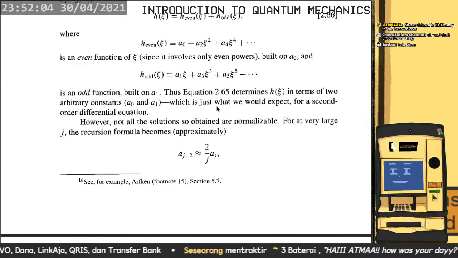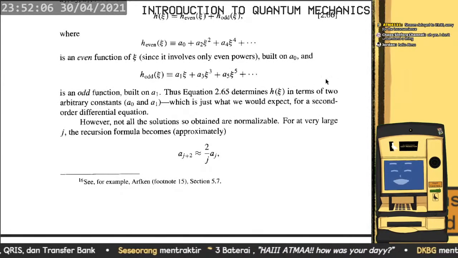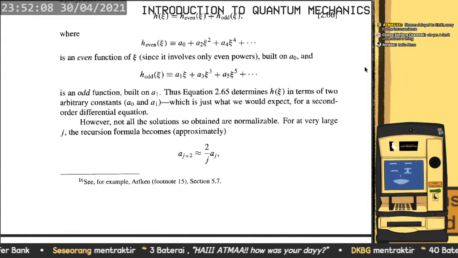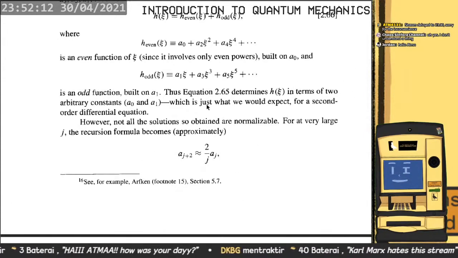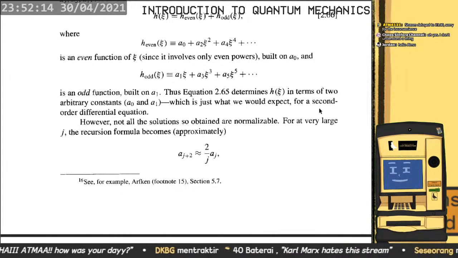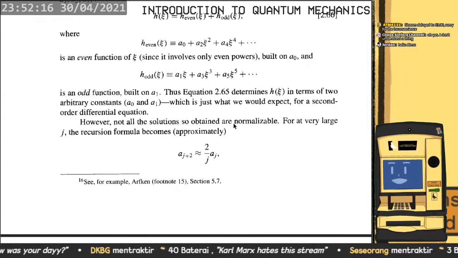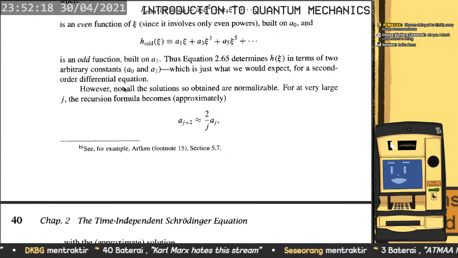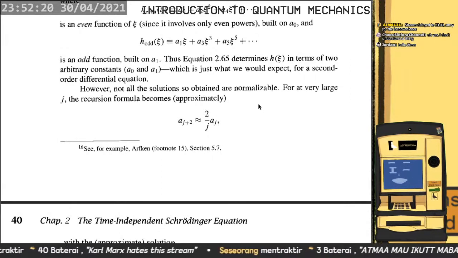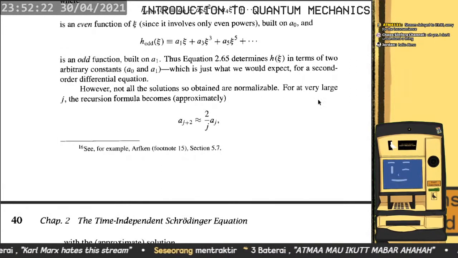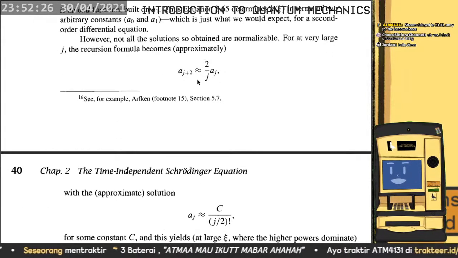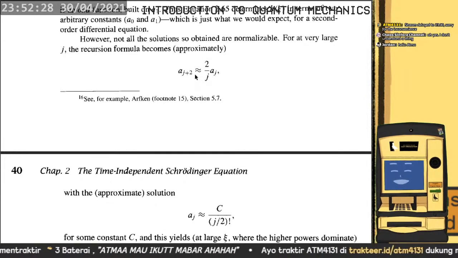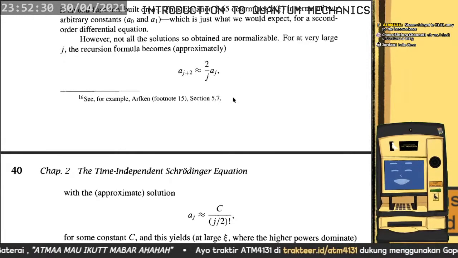Thus, Equation 2.65 determines h(ξ) in terms of two arbitrary constants, a0 and a1, which is just what we would expect for a second-order differential equation. However, not all the solutions so obtained are normalizable. For at very large j, the recursion formula becomes approximately like this: a_{j+2} ≈ (2/j) a_j.